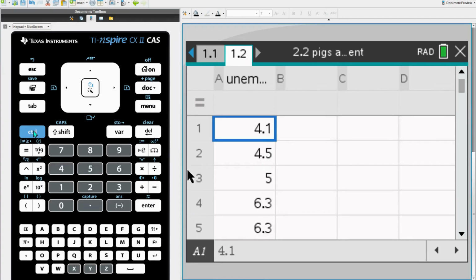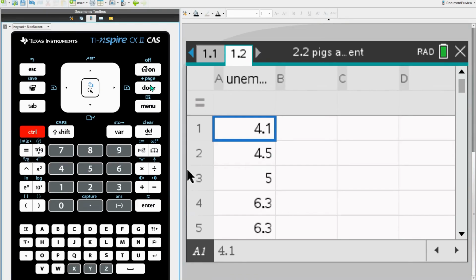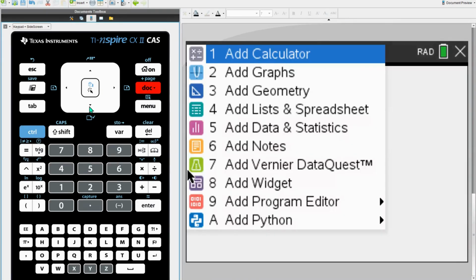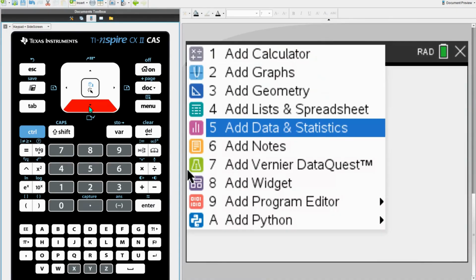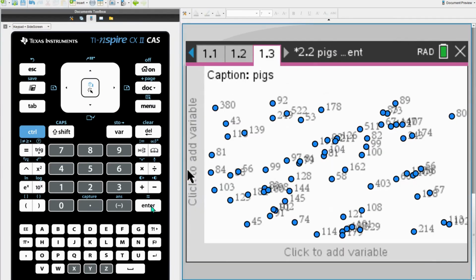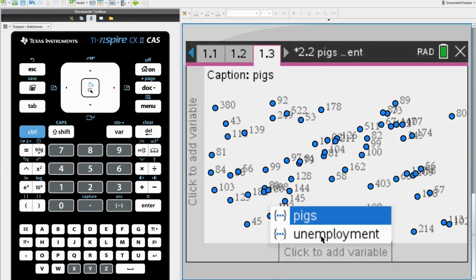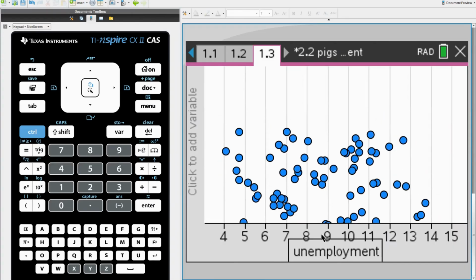So let's pretend that we have all the data typed in, and let's add a page. But this time, the page I want is called a data and statistics page. Now, if we say data and statistics, we get this. If we use the mouse pad to bring the arrow down to the bottom, it says click to add a variable. And I'm going to say we're going to add the unemployment variable.